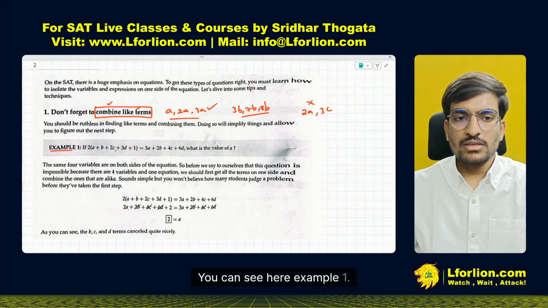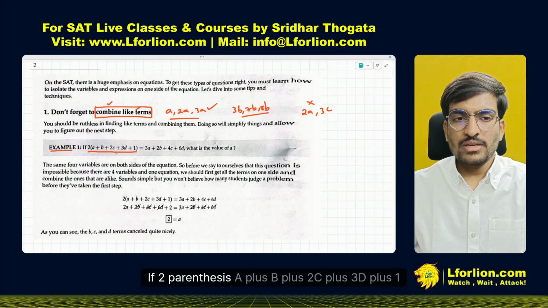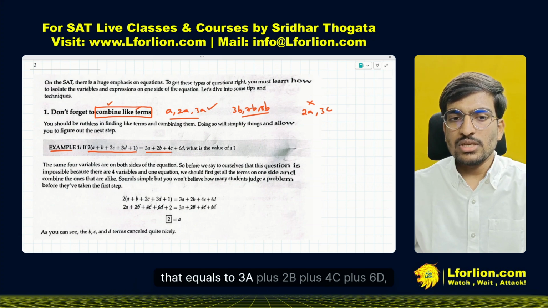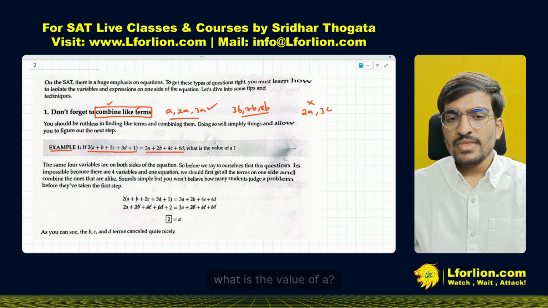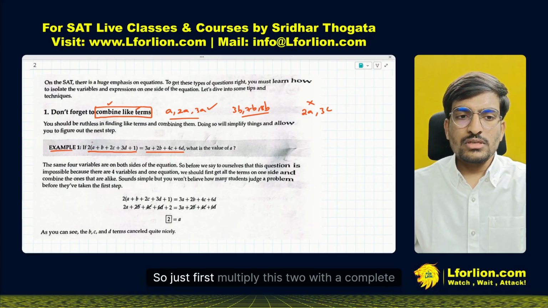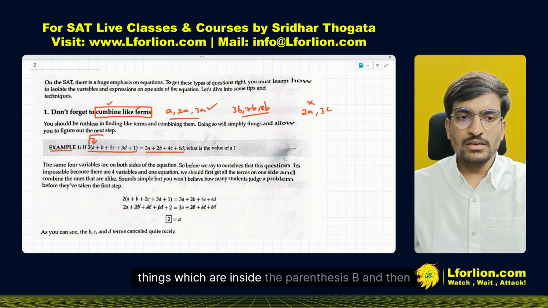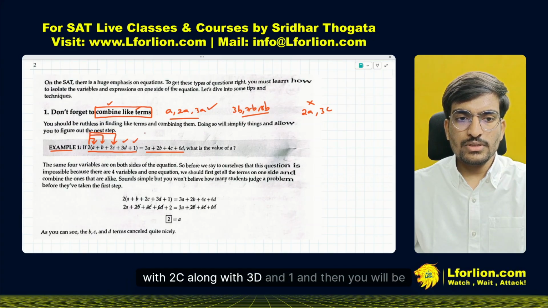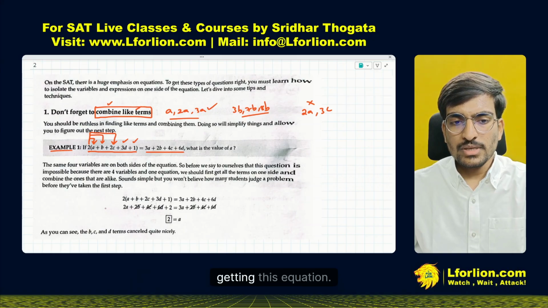You can see here example 1. If 2(a + b + 2c + 3d + 1) equals 3a + 2b + 4c + 6d, what is the value of a? So first multiply this 2 with a, and everything inside the parenthesis: b, then 2c, along with 3d and 1, and then you will get this equation.